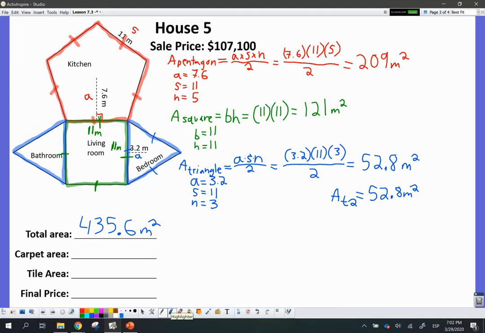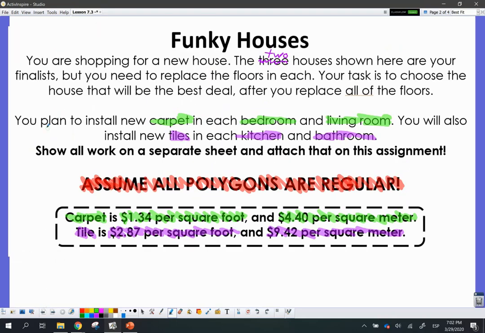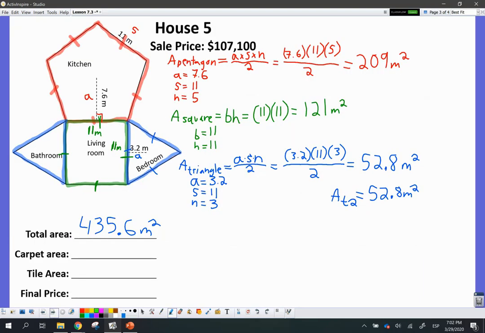So again, if you forgot where the carpet is at, let's go back to the instructions. So let's read. You plan to install new carpet in each bedroom and living room. So in our bedroom and our living room, that's where we're going to be putting carpet. So here's our bedroom and here's our living room. Because these are the 2 rooms that are going to use carpet, those are the 2 areas that I need to add together. So I need to add the area of the square and the area of one triangle.